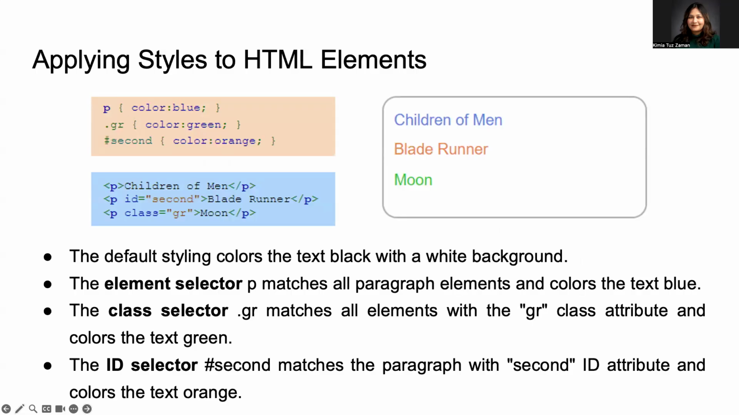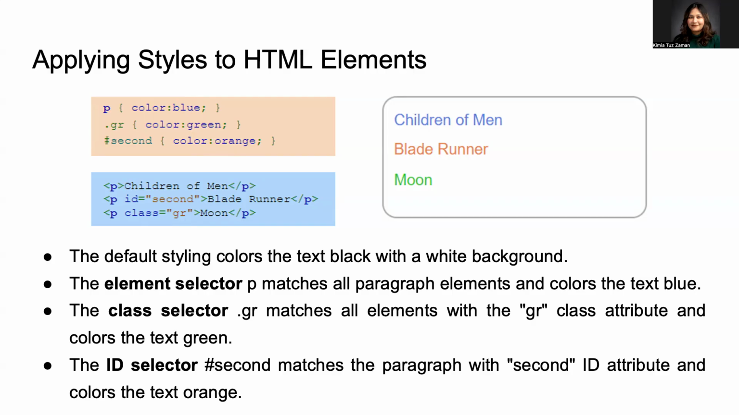So let's see how element, class, and ID selectors actually work in practice. By default, the browser colors text black on a white background. Now, when we add the CSS rules, they override the default. First, the element selector p, color is blue, applies to all the paragraph elements, so any paragraph text will turn blue. That's why the first line, Children of Men, appears in blue.